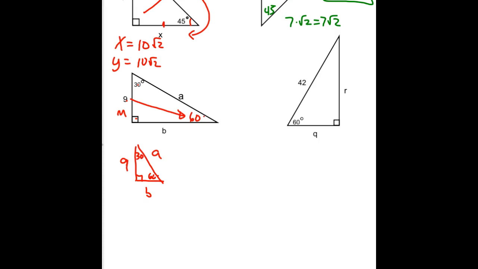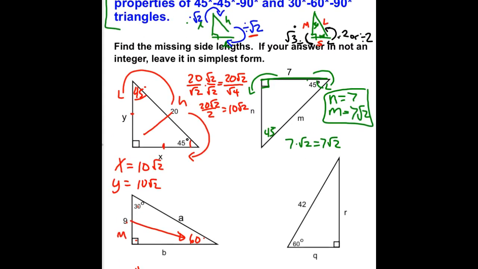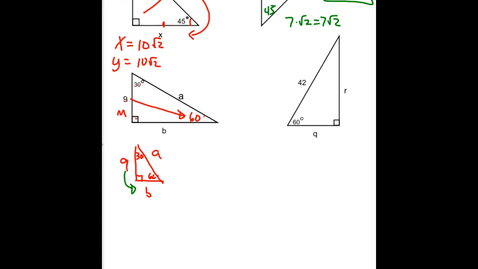So we double check. I've got the medium. You always want to go get the small. Small's across from the 30 degrees. So I'm going to go from 9 and figure out B. I double check up above. To go from medium to small, I'm using square root 3. If I want to go smaller, I'm going to divide. So I go 9 divided by square root 3.